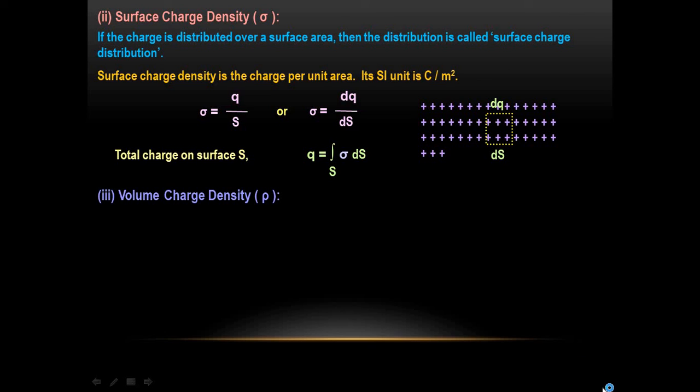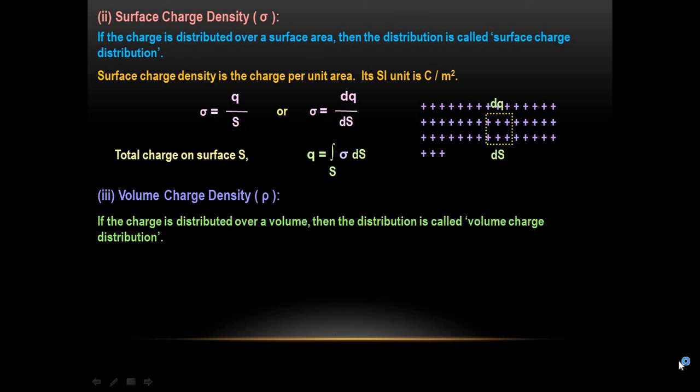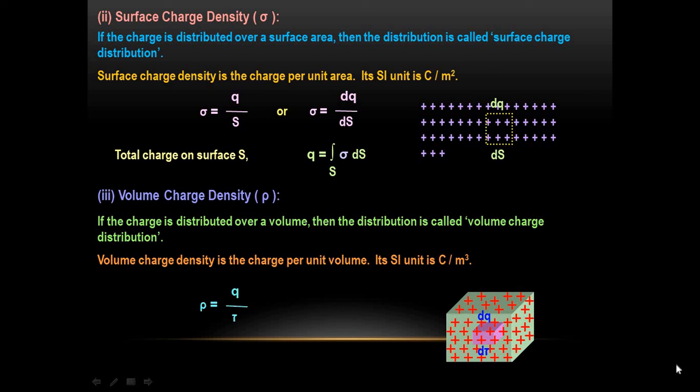In the same way, the volume charge density rho applies when the charges are distributed over a volume. It is given by rho equal to dq divided by d tau, where d tau is a small elemental volume covering the charges. I hope you understand the topic, and in the next topic we will discuss electrostatics too.